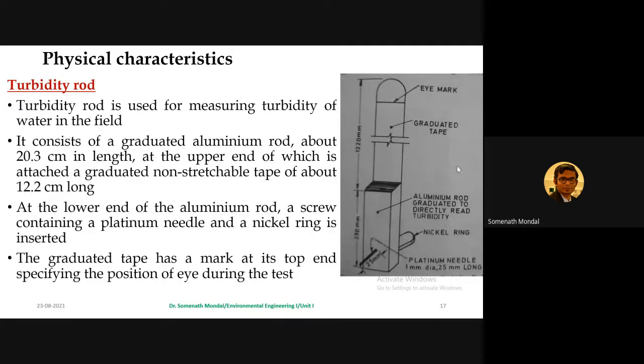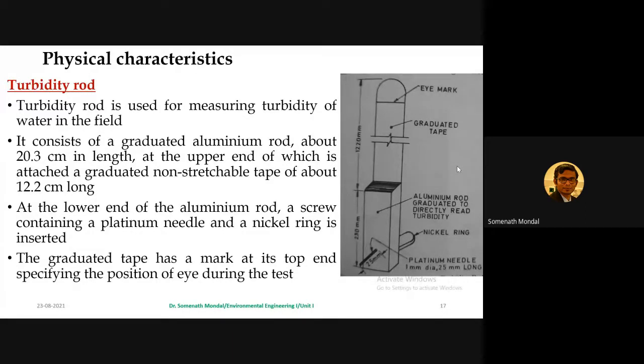Fine, and it is shown in the right hand side photo. You can see that graduated, non-stretchable tape, which helps in lowering the rod. So that rod has to be lowered down. A screw containing a platinum needle and a nickel ring is inserted at the lower end of the rod, which also can be seen over here. We have that aluminum rod graduated to directly read the turbidity, and at the bottom we have the nickel ring and platinum needle also. On the right hand side you can see it in the figure.